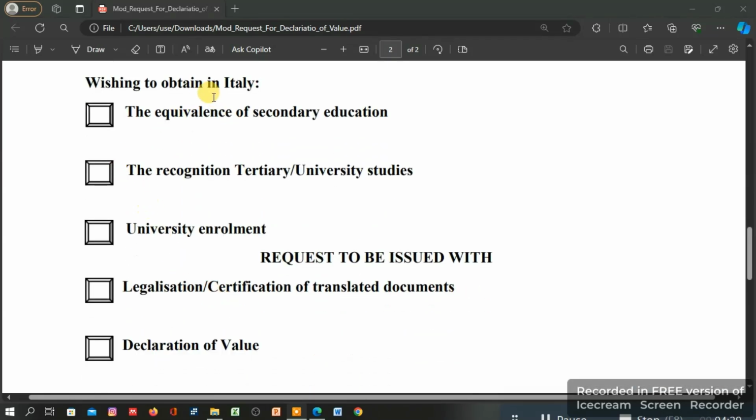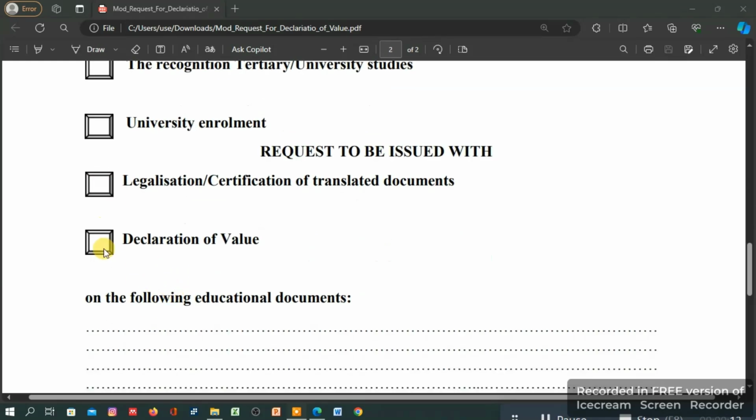Then wishing to obtain in Italy, the equivalence of secondary education, the recognition of tertiary or university studies, and so on. Now for this particular one, you choose university enrollment. Did you understand? You choose university enrollment. And then the request to be issued with is the declaration of value, not this one. You choose declaration of value, and then university enrollment. So this one and then this one. Please take note of that.